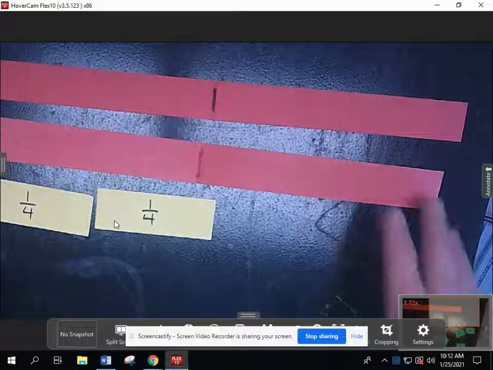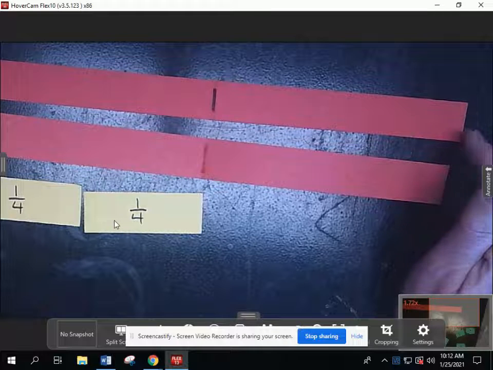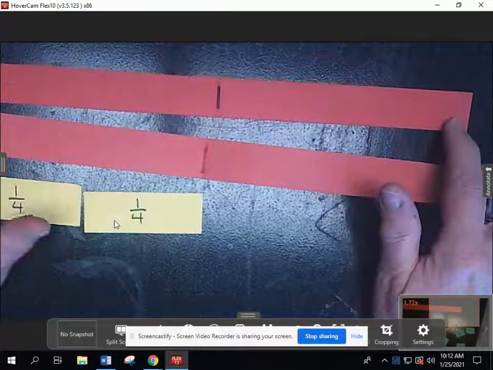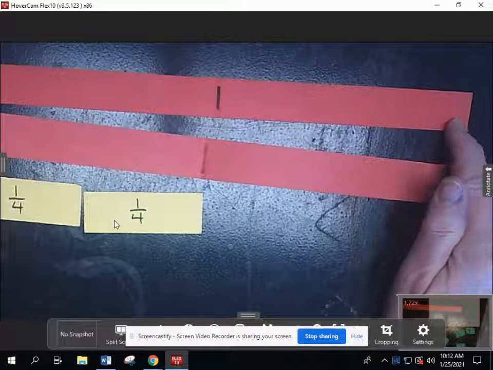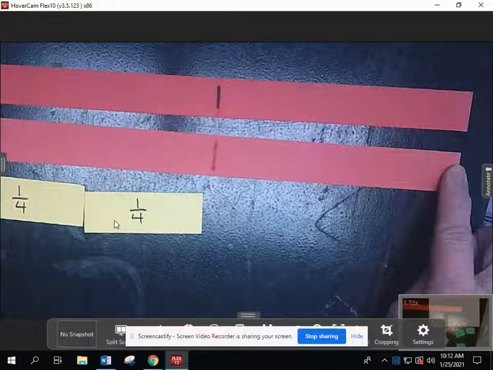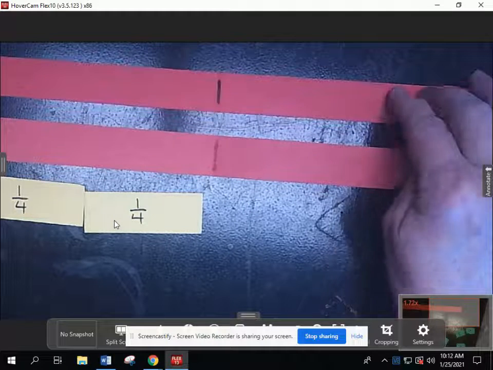So, looking at this. Okay, who wants to work on this with me? Because that's when you learn the fastest. You already know. Jacob, how many fourths go into this whole unit? 4. Okay, so Jacob tells us there's 4 fourths here. Ethan, how many fourths go into this whole unit? 4. Okay, so we have 4 fourths plus 4 fourths.